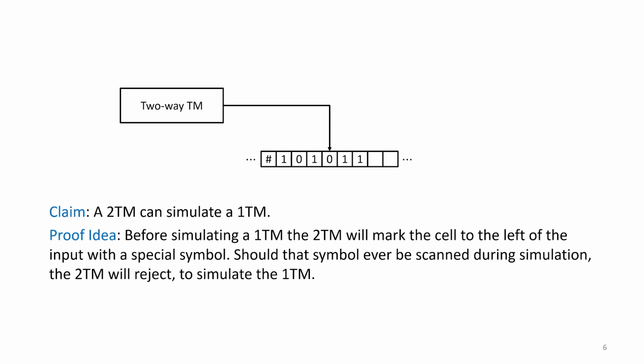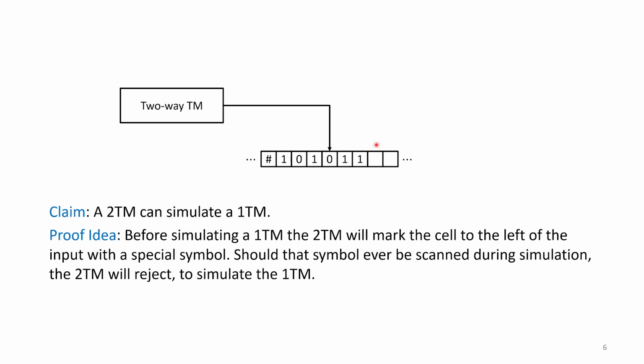So before we start our simulation of the machine, we're going to add a special symbol, one that's not in our alphabet, onto the cell to the left of our input. So you can think of it as we're going to move left first. We're going to write this special symbol. I've used a hash in this case. And then we're going to move right again. So we're scanning the 1 again. We're back scanning the first symbol of the input. And then we're going to begin simulating the one-way Turing machine.